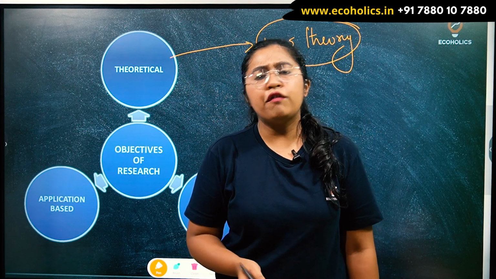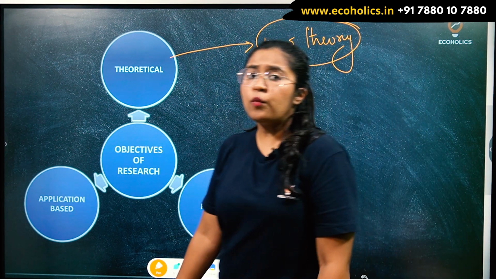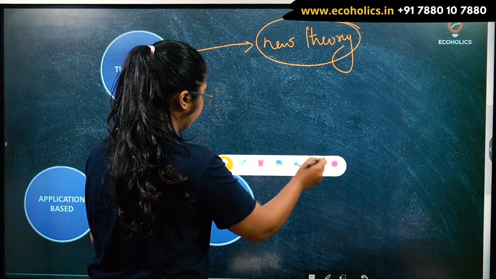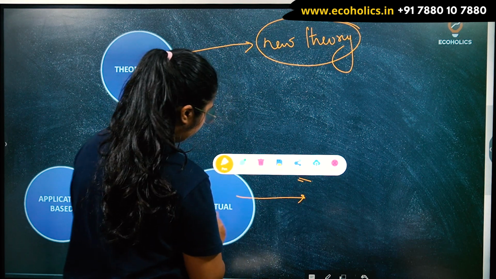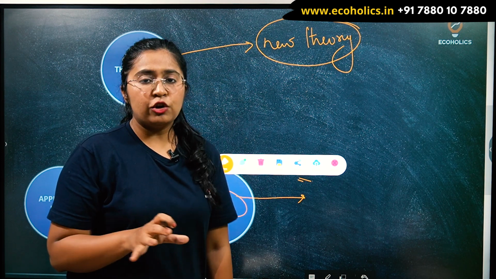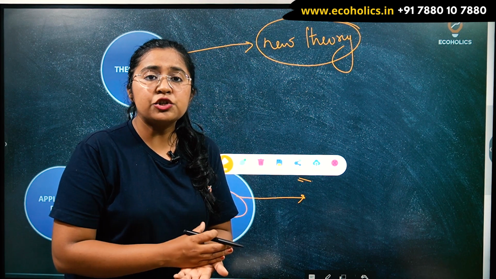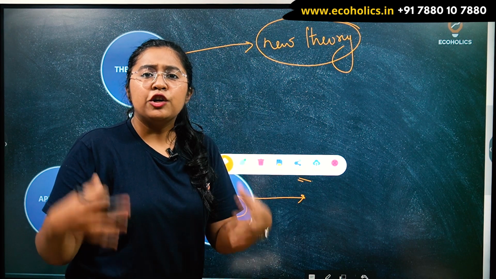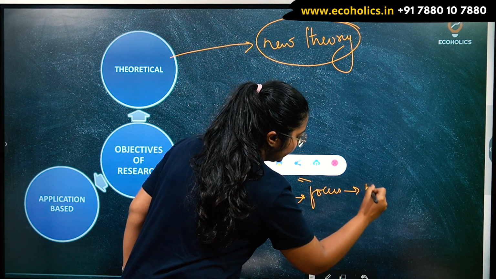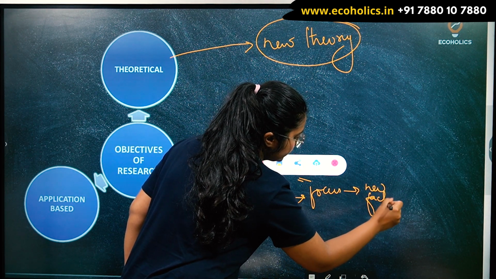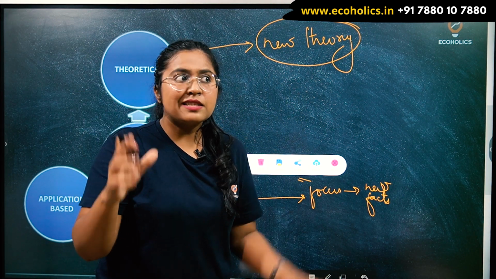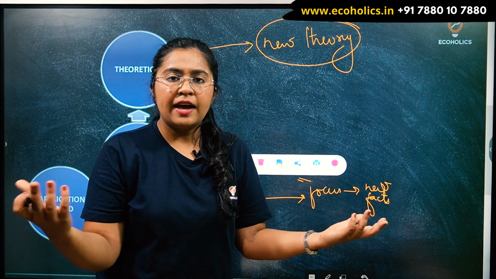Then of course we go for the factual objective. What does factual objective mean? When we talk about factual objective, it means that the research has been done so as to find new facts. So the major focus will be on finding new facts, new observations, something new with regards to the whole environment.